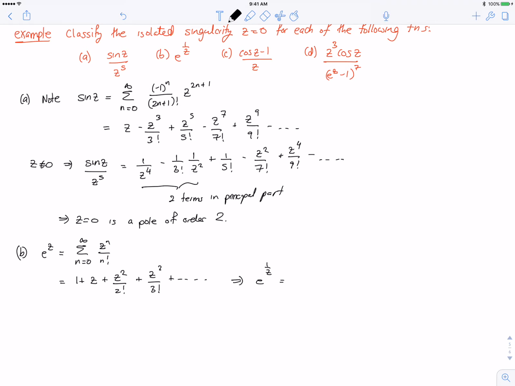I get the Laurent series about z equals 0, which is now as follows: 1 plus 1 on z plus 1 on 2 factorial times 1 on z squared plus 1 on 3 factorial times 1 on z cubed, etc. As you can see, because this is going to go on forever, this is going to have infinite terms that have a negative power of z. So there are infinite terms in the principal part.